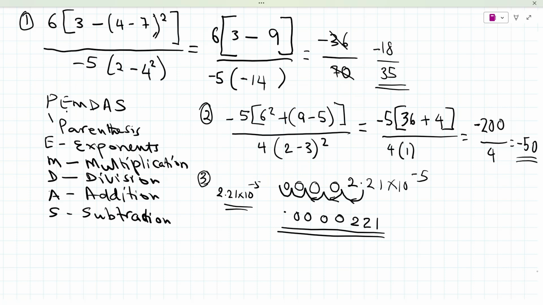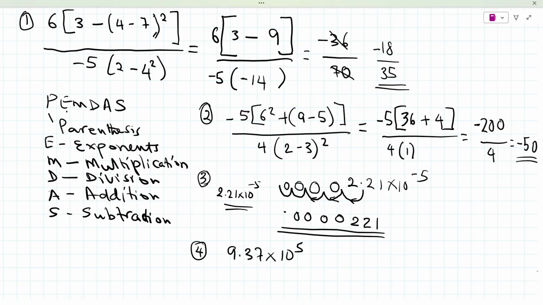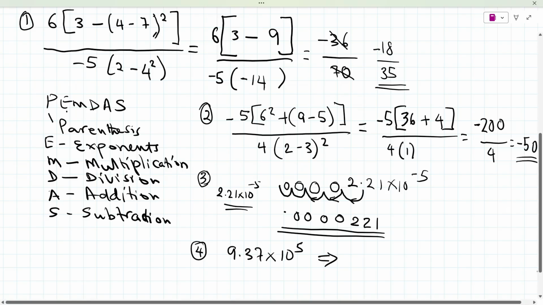Now, how about if we had another example of, say, 9.37 times 10 to the power 5. Now, because our power here is positive, it means we have to move our decimal point 5 places in the right direction, or to the right.